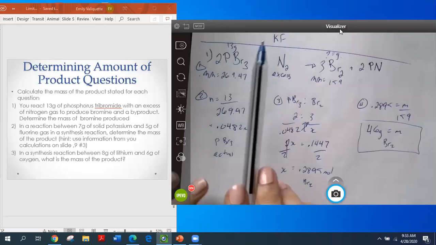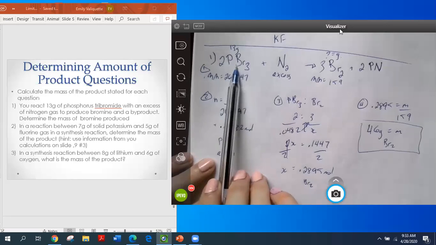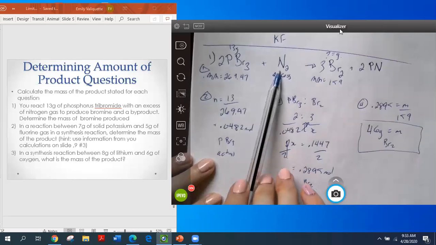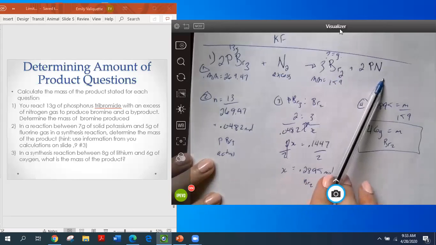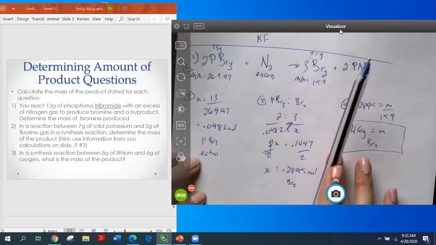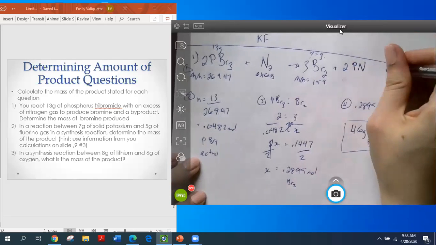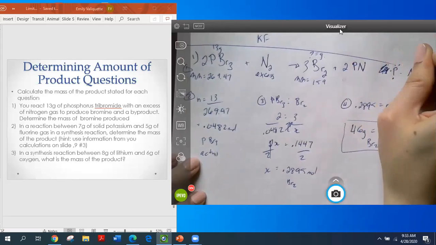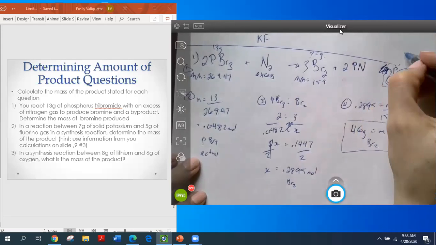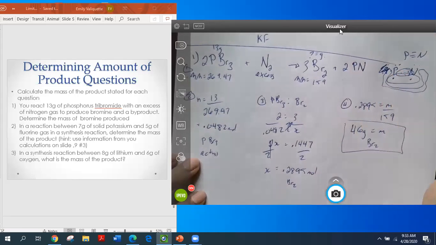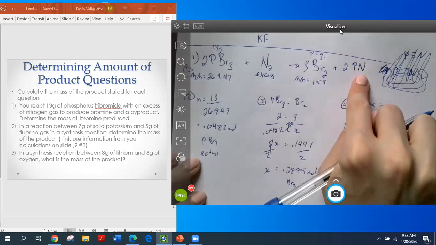Okay, so for question number 1, you have phosphorus tribromide reacting with an excess of nitrogen gas, which is diatomic, to make bromine, which is also diatomic, and then a byproduct. The reason I know the byproduct is PN is because if I were to draw this out, they each have 3 bonding sites, which means it would just be a P triple bonded to an N. Don't worry if you had trouble figuring out what that byproduct is.